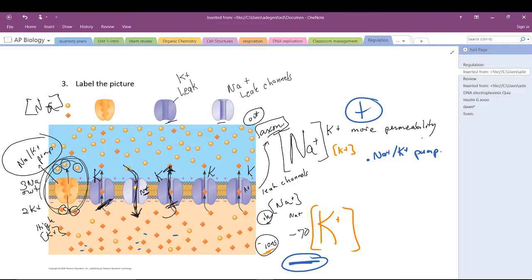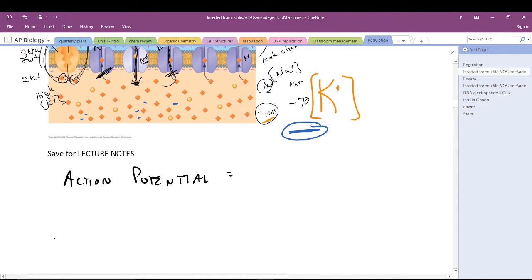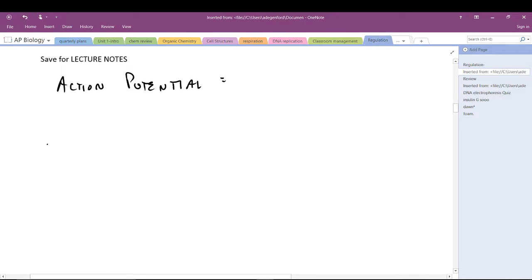This is so important that if you had anything blocking these leak channels or the sodium-potassium pump, you're going to have issues. You're not going to be able to make your gradient. And there are some poisons and toxins, and we'll look at that next week, that can block this and therefore kill an animal or a person. So we want to talk next about the action potential, but that is another video.